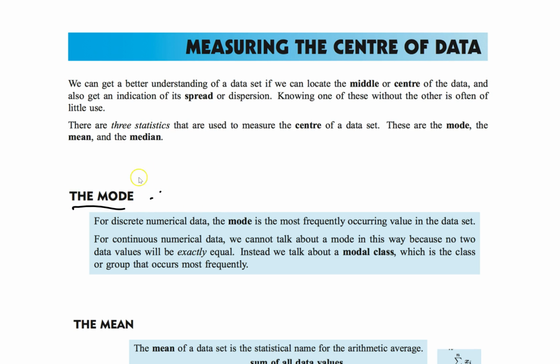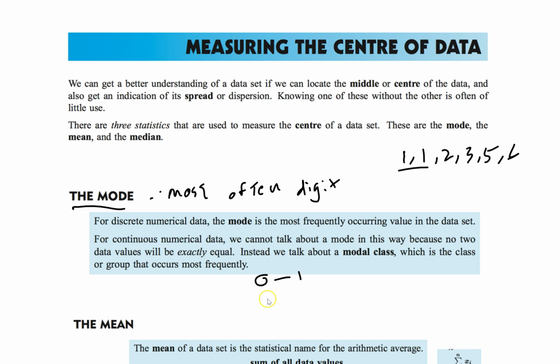Right, so most often digit. This is the one that pops up the most. If I have 1, 1, 2, 3, 5, 6, 1 will be the mode because there's two ones. If it's in a set like from 0 to 1, 2 to 3, 4 to 5, and then you have 4, this happens 5 times, this happens 2 times. We'll call this the modal class. We talked about that last time.